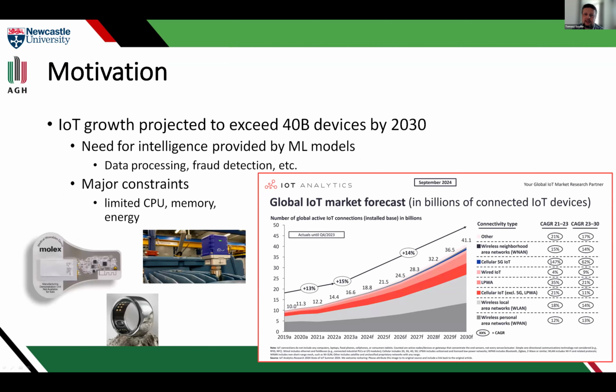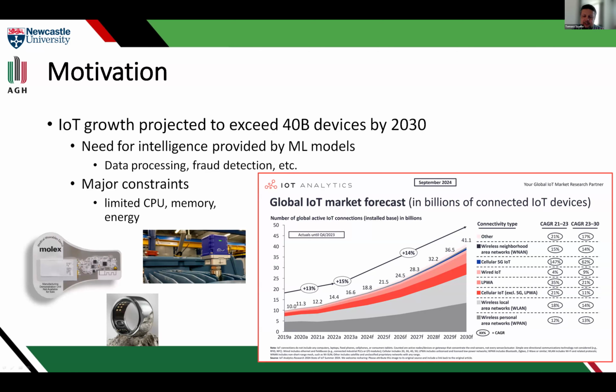So the motivation of this research. IoT, Internet of Things growth is projected to exceed 40 billion devices by 2030. These IoT devices are getting smarter and smarter. They can process various types of data, detect frauds, predict failures, and they can offer other useful things. However, the intelligence for these devices is provided by the ML models and the complex algorithms that need to be deployed and executed on these devices.